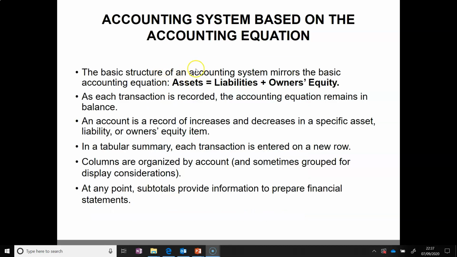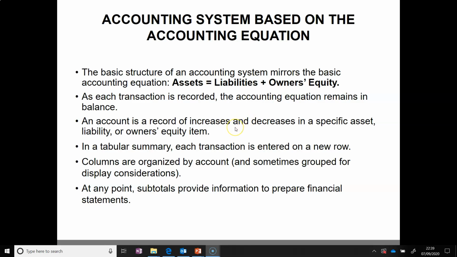The accounting system is based on the accounting equation. The structure of an accounting system mirrors the basic accounting equation, which is assets are equal to liabilities plus owner's equity. The accounting equation balances after every transaction, and the same is expected of an accounting system.